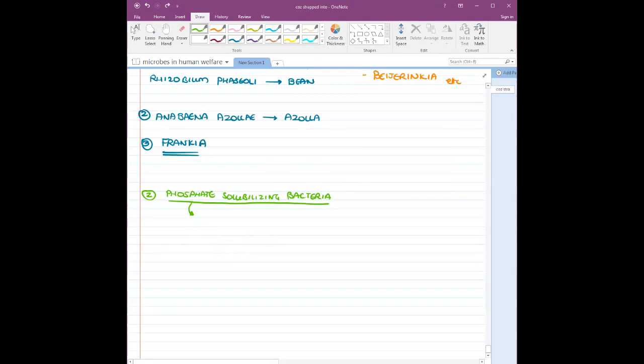So once again we are going to require these bacteria. The bacteria are going to break down insoluble inorganic phosphates, and they are going to convert them into soluble phosphate which can be taken in, or phosphate compounds like sodium phosphates or potassium phosphates, something like this, and then they are going to be taken up by the plants.